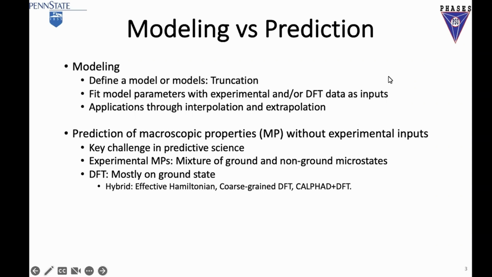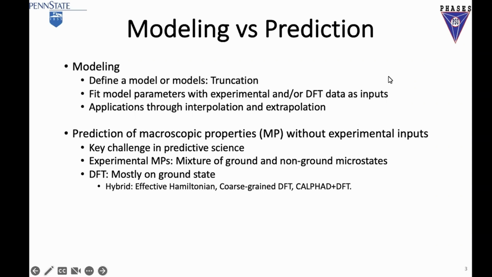And the reason is because when you do experiments, you measure more than one state. It's a mixture of all states, because at high temperature it activates different states. So it's really a mixture of ground and non-ground states. Okay, but in DFT, most of the time we focus on the ground state. Of course, nowadays we do go beyond that.